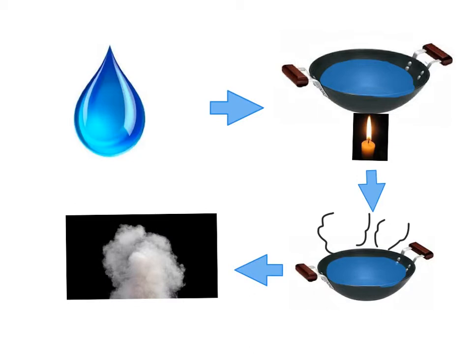So when you pour the liquid into a pan and heat it up, the liquid molecules are getting a lot of energy from the heat and they move faster and faster. So basically they are getting excited and then they turn into a gas.